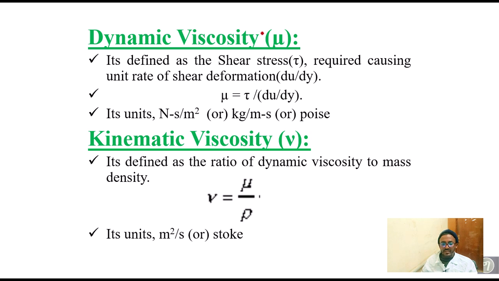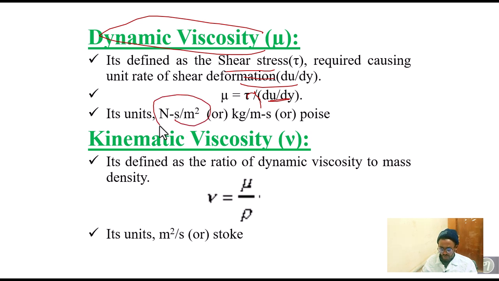And the other thing is dynamic viscosity. We were talking about viscosity, right? So we have dynamic and kinematic viscosity. Dynamic viscosity is defined as the shear stress required to cause unit rate of shear deformation. We have the shear stress here, right, over the unit rate of shear deformation. This is the unit for dynamic viscosity.